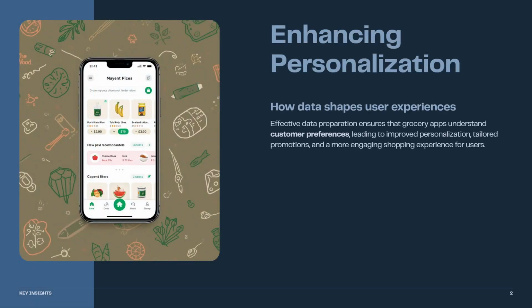Imagine you are building a grocery delivery app. Each user sees a unique homepage, their favorite snacks, last minute essentials, and personalized offers. How does this app know what to show? Through data, purchase history, browsing behavior, and shopping frequency. The better the data, the better the predictions.